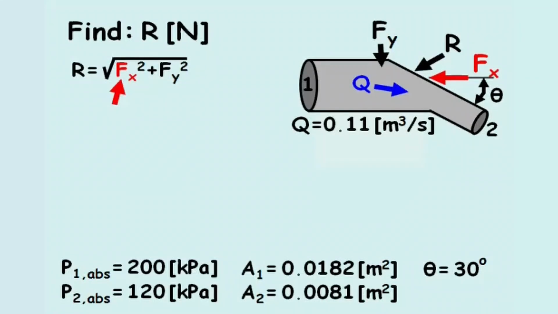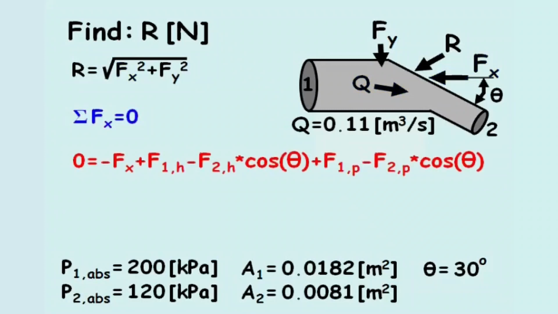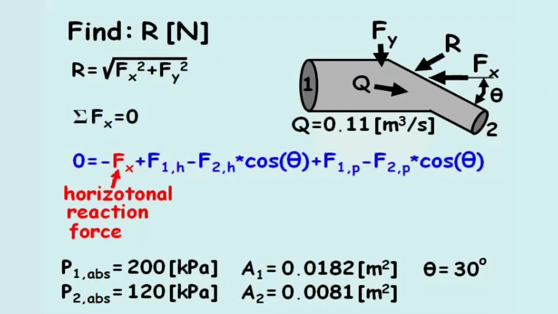To do so, we'll set the sum of the forces in the x direction equal to 0, and then write out all the forces acting on the free body in the x direction. In this equation, Fx is the horizontal reaction force, which is what we're solving for. Variables F1h and F2h are the hydraulic forces exerted on the nozzle by the fluid entering at point 1 and exiting at point 2, respectively.